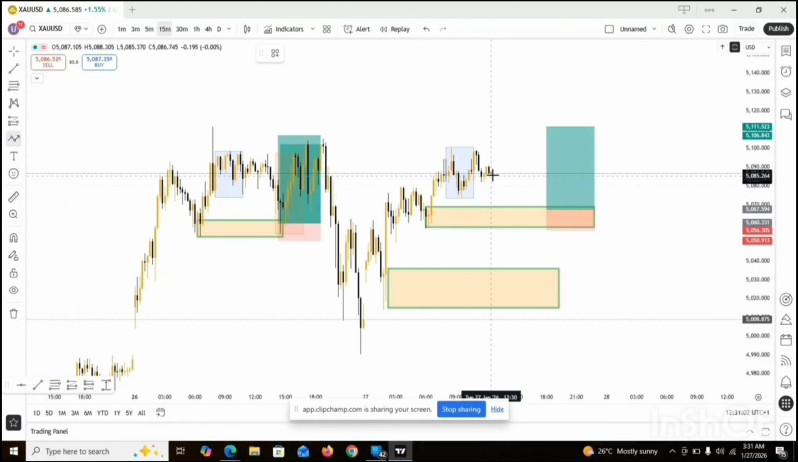I have a zone here. This is my first zone. Okay, there's a fair value gap and there's a pattern block here. So if price comes into this zone, I will look for confirmation on the smaller time frame.